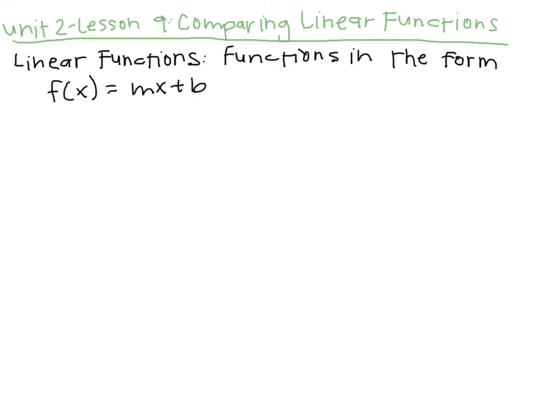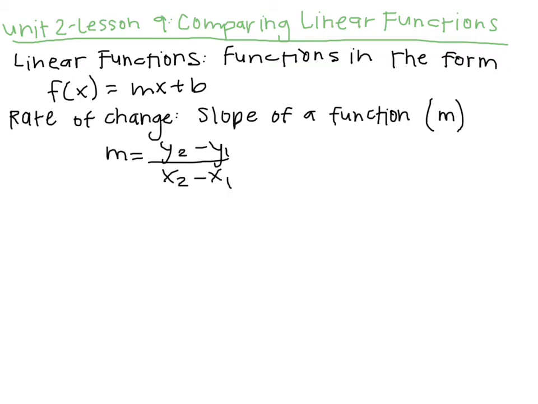The first is linear functions. Linear functions are functions in the form of f of x equals mx plus b, or they're functions that form a straight line. The next is rate of change, which is also the slope of a function and represented with the letter m. And the formula for finding rate of change is m equals y2 minus y1 divided by x2 minus x1.